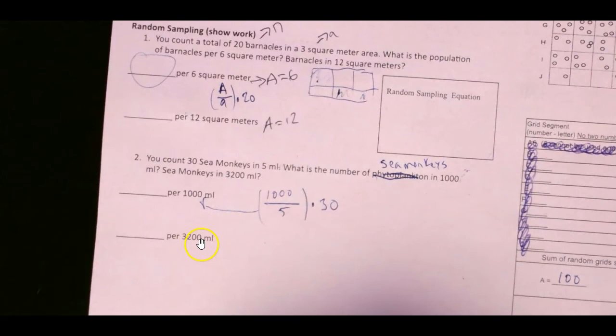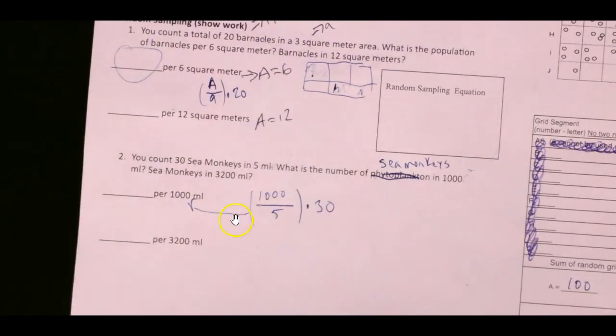And then you just do it for 3,200 mL. Same thing. Out of the 3,200, you're going to pull out 5. You're going to find 30 sea monkeys in there. All right, that should take care of this one.